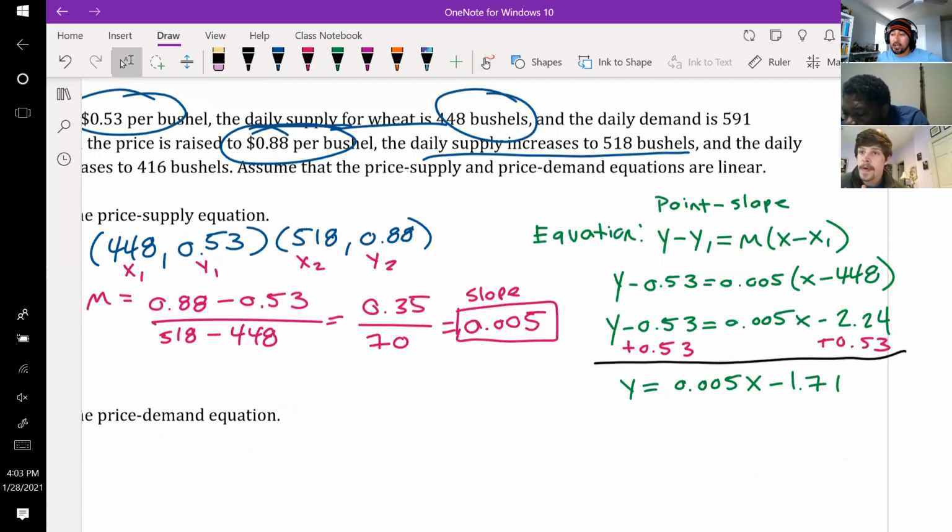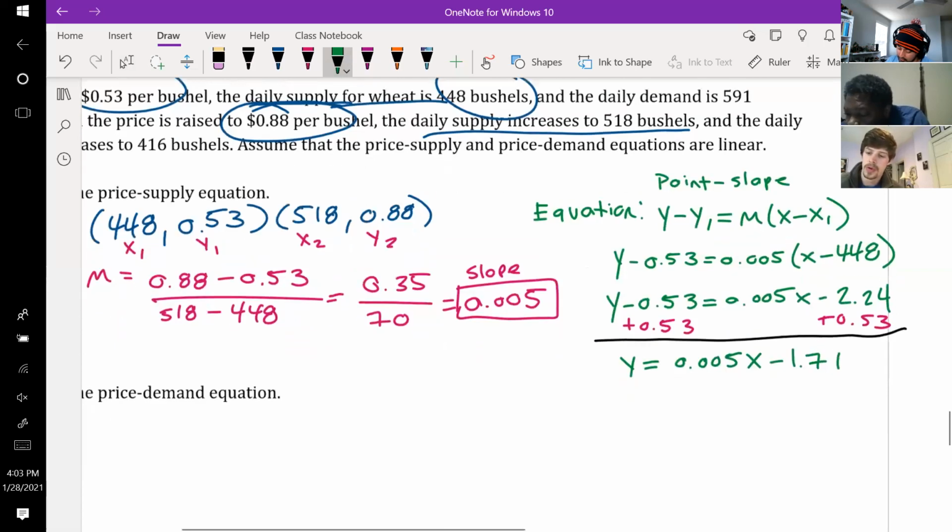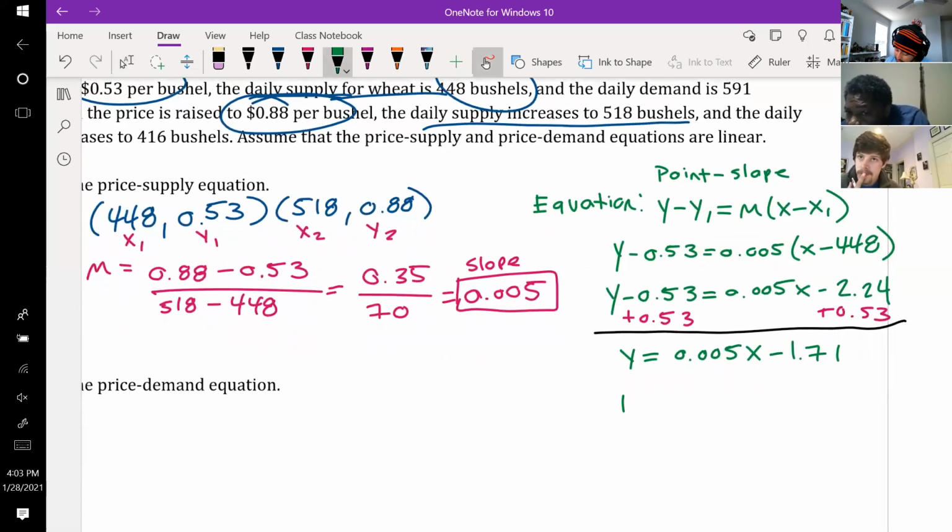Okay, so this is our price supply equation, but my math lab likes to put it in terms of P and Q. So we're just going to rewrite this as P equals 0.005Q minus 1.71.